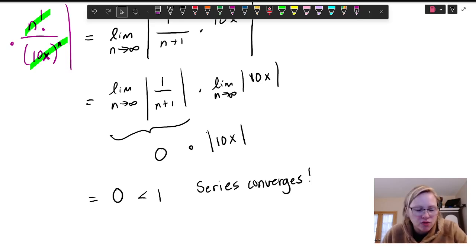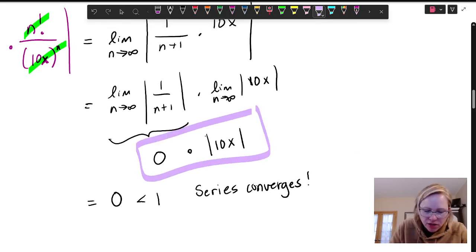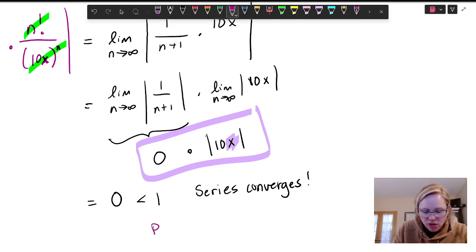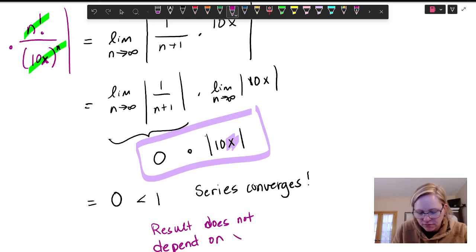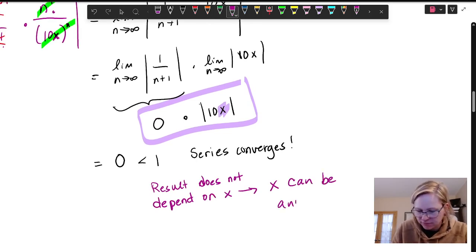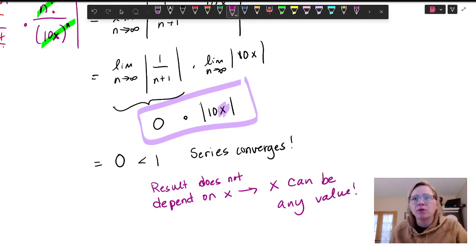This ratio test will give us a result of 0 no matter what I plug in for x. So if I kind of go back to this step right here and I plug something in for x, it doesn't matter what number I plug in for x. I could plug in 5, I could plug in 15, I could plug in 15,372,486. That series is going to converge because the ratio test produces a result of 0 every single time. And so when I have a situation here where my result does not depend on x, that means x can be anything. So that's what I want to kind of remember here, is that x can be anything.